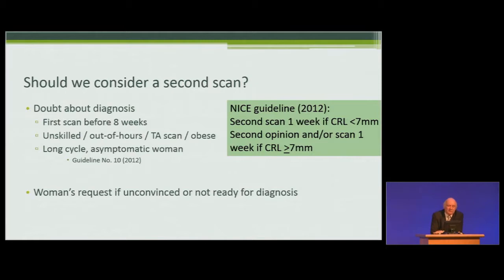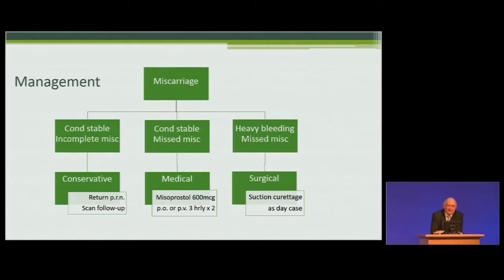Now, what will we do? We were told to have little flowchart thingies here, so this is a flowchart, I think. Miscarriage. So if you look down on the left, condition stable with an incomplete miscarriage. With an incomplete miscarriage the outcome is so good with conservative management that there's no contest there. So anybody with an incomplete miscarriage, that means where there's retained products of conception but there's no sac visible or whatever, they should really be promoted into the do nothing group.